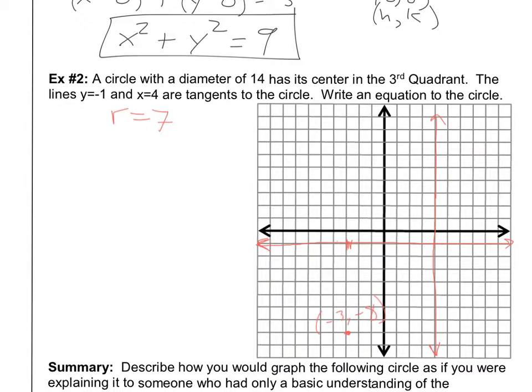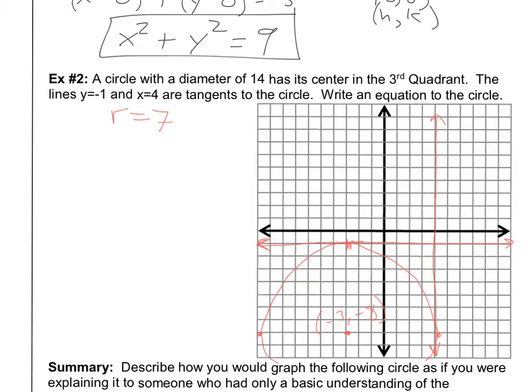Let's see, it doesn't say that I have to graph it, but we could just kind of see what it would look like here. We probably can't even fit it all on this page, but we can just kind of get an idea of what it would look like. Yeah, I mean, it would go off this screen. So, there's the circle. But what do they want? They just want us to write an equation to the circle.